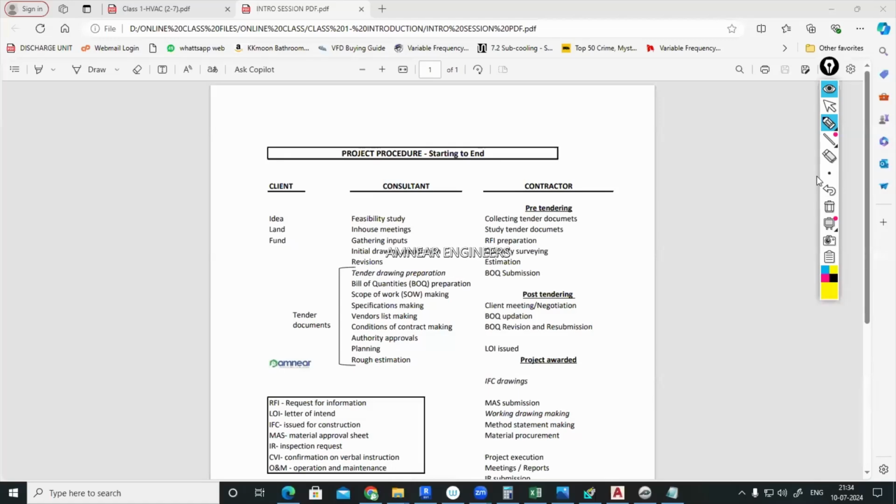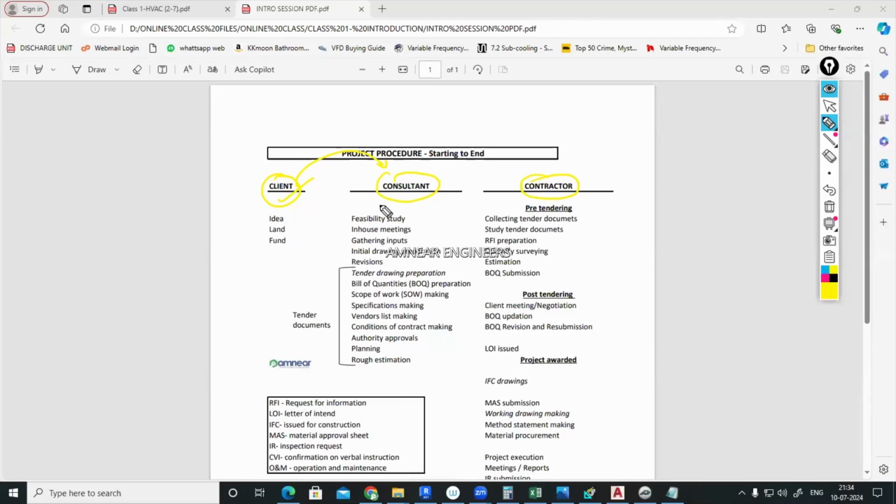For example, in every project we have 3 parties. The first one is called the client. The next one is called the consultant. The third one is called the contractor. For example, if I need to construct a hospital, I am the client. I will approach a company called the consultancy. What will the consultancy do? Within the consultancy, there are architects, MEP engineers, structural team, soil, QA/QC, QS and estimation, planning department, modeling department.